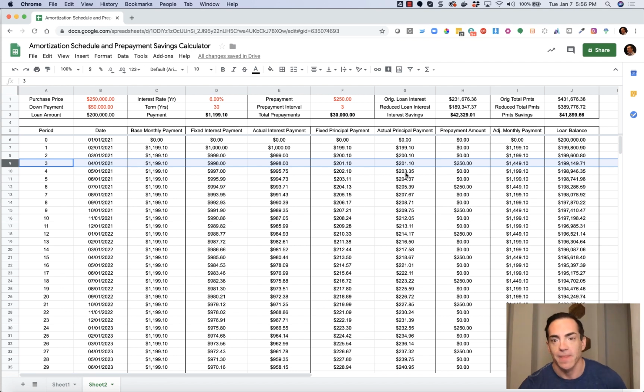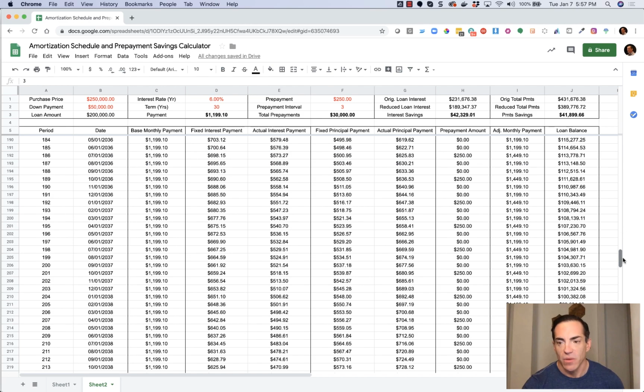$1.25 roughly. Doesn't sound like much, but as you see, this is why Einstein said compound interest is the 8th wonder of the world. Those who understand it earn it, and those who do not pay it. It is such a powerful concept, as you'll see, because look up here: $250 every 3 months results in $30,000 in prepayments over the life of the loan, but $42,000 in interest savings, and almost that much in total payment savings over the life of the loan.